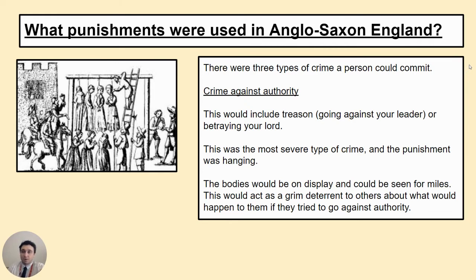Now, once the body is dead, it would be put on display afterwards. It could be seen for miles around. Usually the gallows where the people are executed were on top of a hill. So for miles you could see this dead body swaying in a noose in the wind. This is a grim deterrent to other people who would see what would happen to them if they were to go against authority as well. So it warns others.